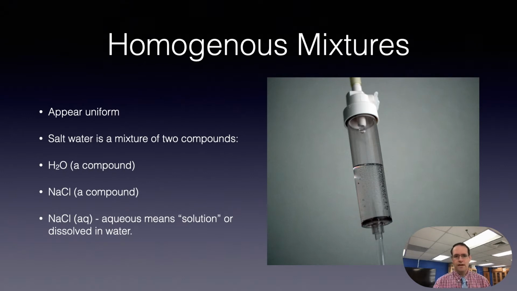So here we have a slide showing a drip. It's an IV of a saline solution, which is salt water. So water is a chemical compound. Sodium chloride is a chemical compound. And when the two are mixed together, it looks just like water, but we call that aqueous sodium chloride, which is a solution, a homogeneous mixture.